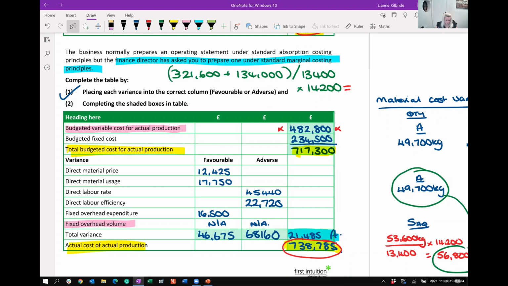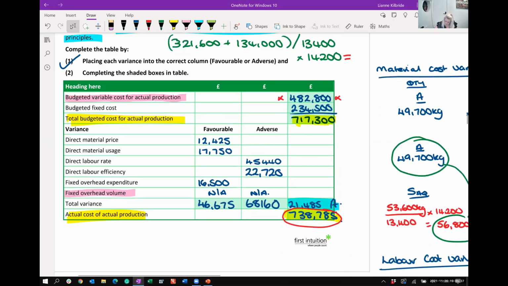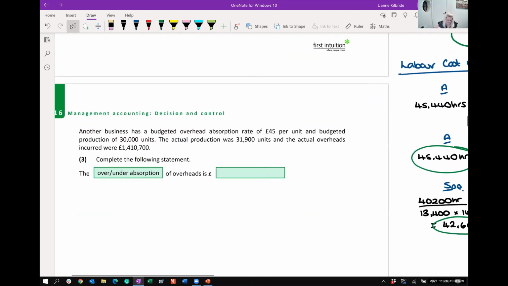What we're now going to do is look at the last question. So if we have a quick read of this question, it says another business has a budget overhead absorption rate of £45 per unit and a budget production of 30,000 units. The actual production was 39,000 units and the actual overhead was 1,410,700. Okay, so we've got a couple of figures here that we can play around with.